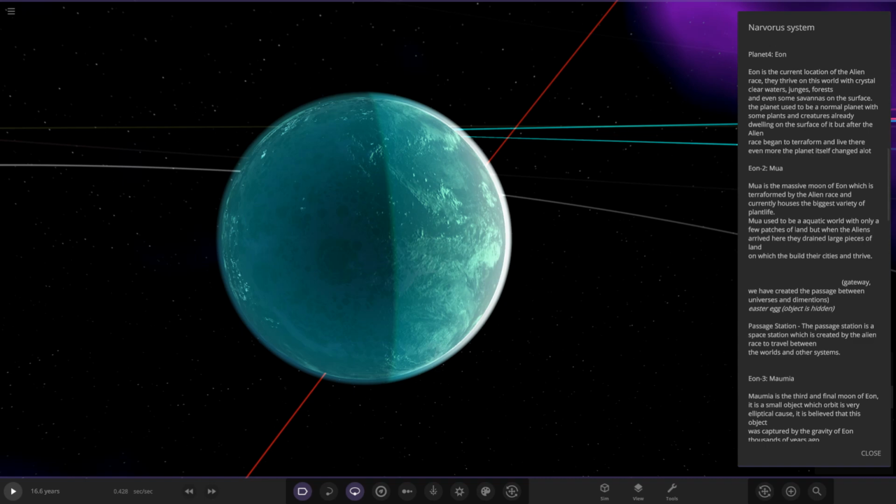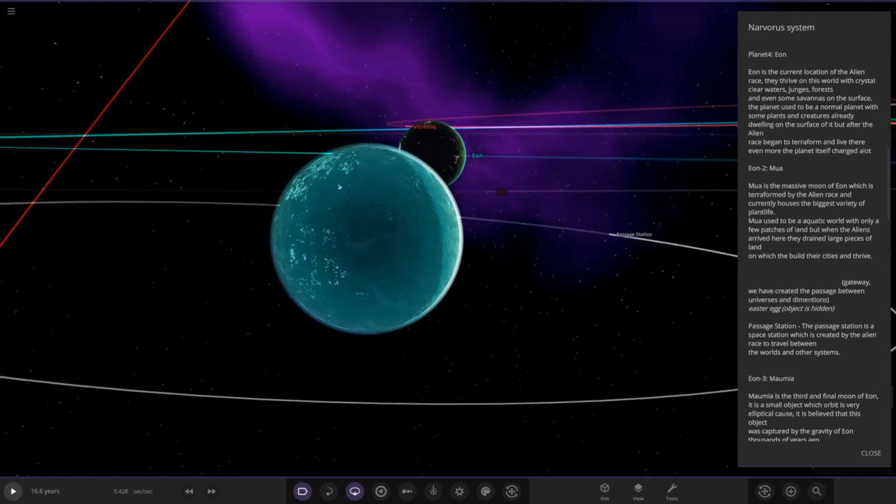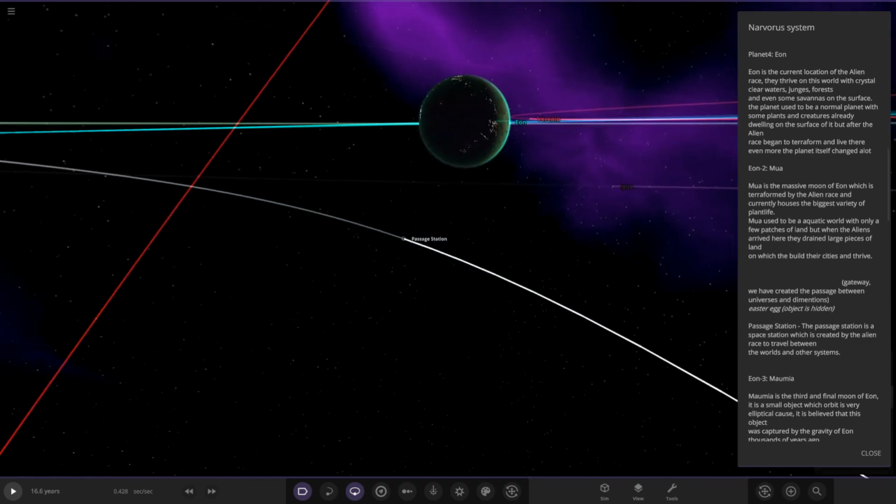Oh, and we say, oh no! I read it in the wrong way round. Whoops, this is for the moon. There's also a passage station here.